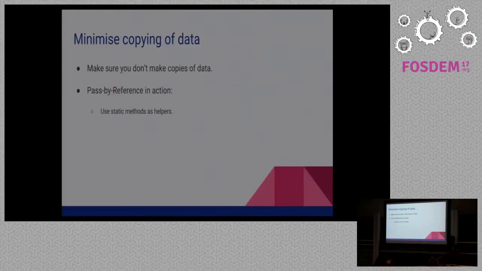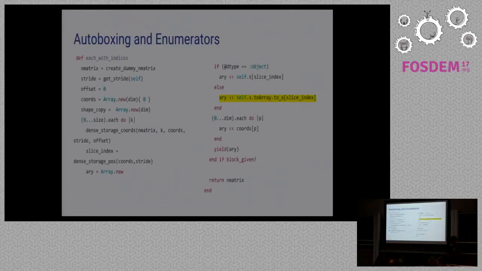Next is minimizing the copying of data. As we heard in the previous talk from Charles, JRuby takes more memory. Can you go back one slide? So what does that statement in yellow actually do? Basically, we take the storage and try to build an enumerator, each with index. We have to get elements defined by indices, and if blocks are passed, I want to do some computation with them. So I convert this storage to an array, then take the slice index and try to push it into this array. And here we start losing values.